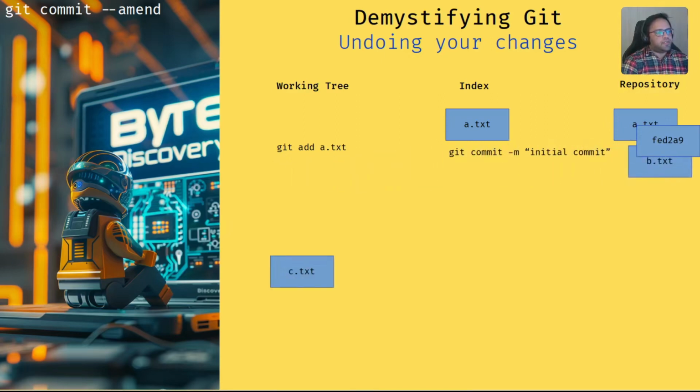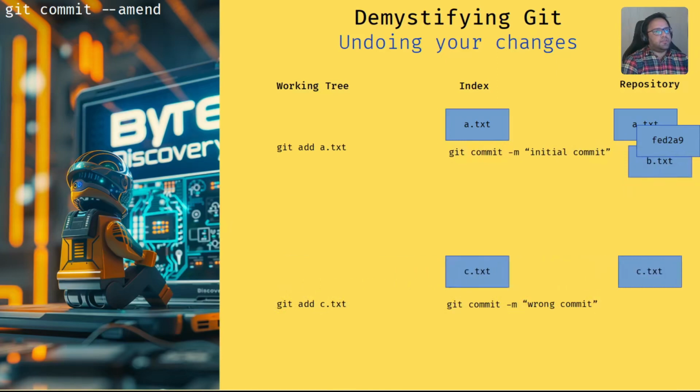The second scenario, which is quite common, is we have a file c.txt in the working tree, which we add and then commit to the repository. But only after committing to the repository, we realize that this was committed with the wrong commit message. Let's see how we can fix these two scenarios by using git commit with the amend flag.